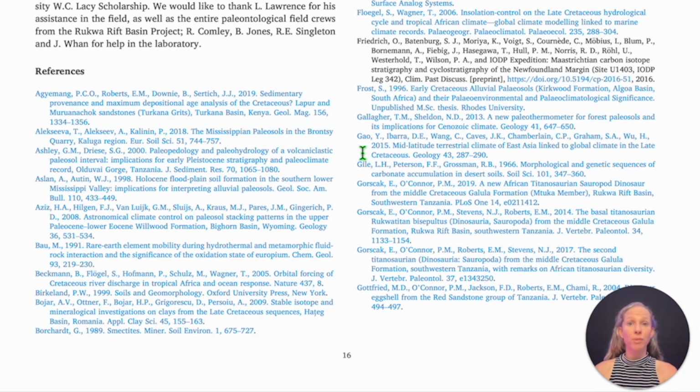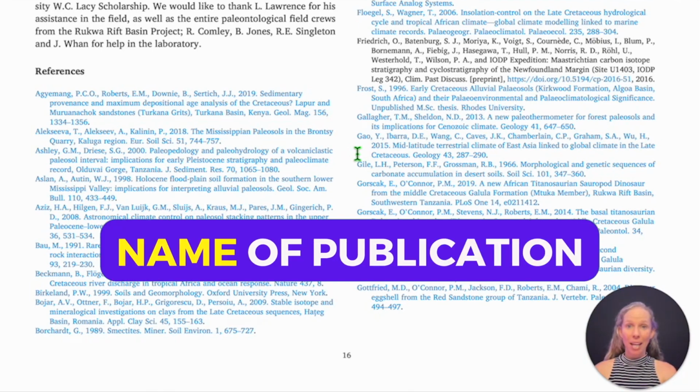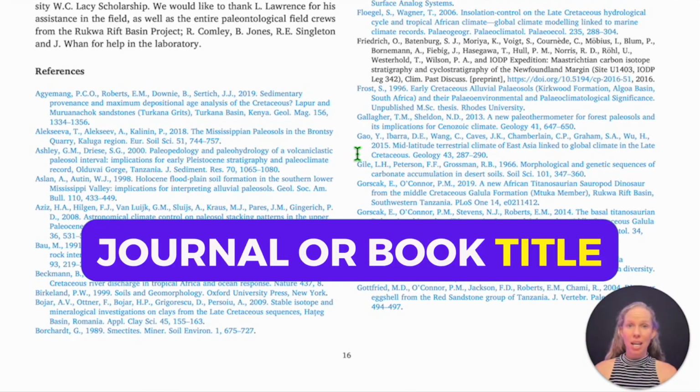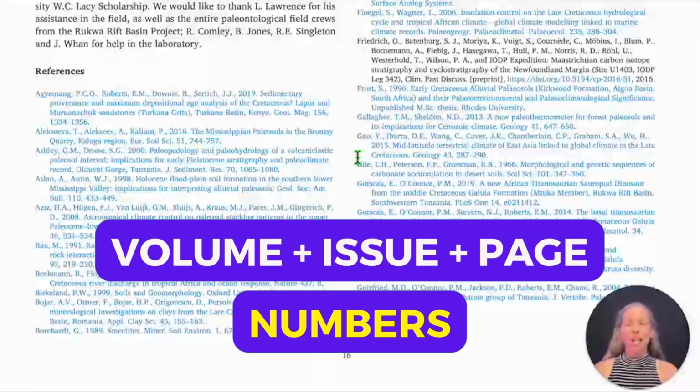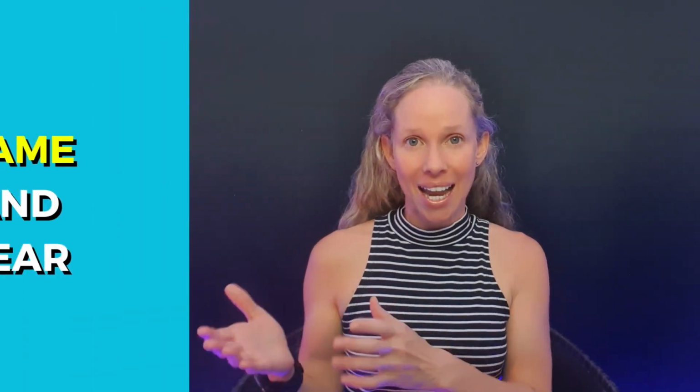Here I have all of the information. The reference has the author's name, the year of publication, the name of the publication, the name of the journal in this case, or it could be the name of a book. It also includes things like volume numbers, issue numbers, page numbers, and URLs, or DOIs, which is a type of URL. The two most common ways to cite are by name and year, or by citation order.